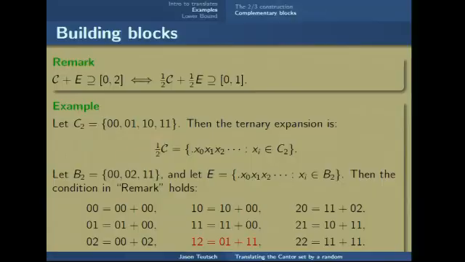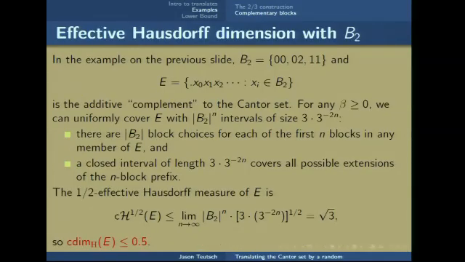Okay, so I highlighted here the first place that gets interesting, which is to say any ternary block of length 2 can be written as a sum of elements from one set and the other. In this example, I just copied this over. So this is an additive complement to the Cantor set.